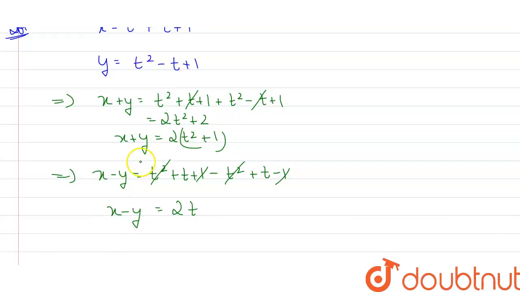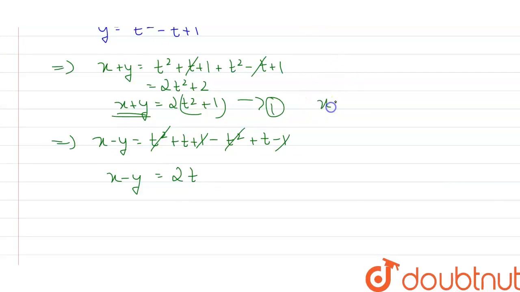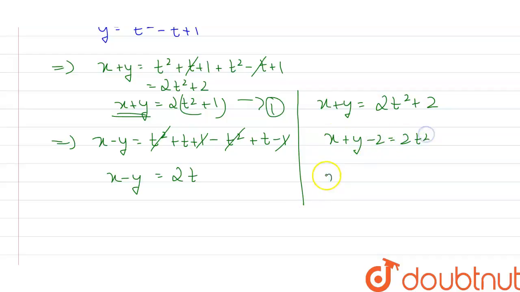Okay, so now in this equation, suppose this is my equation number 1, it says x + y equals 2t² + 2. We know it very well. So I can write this equation as x + y - 2 = 2t², which gives (x + y - 2)/2 = t².